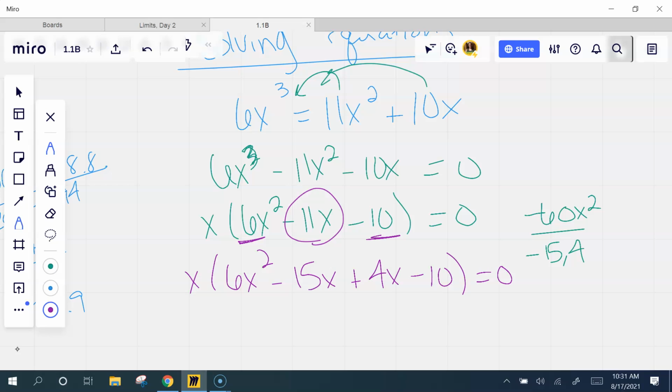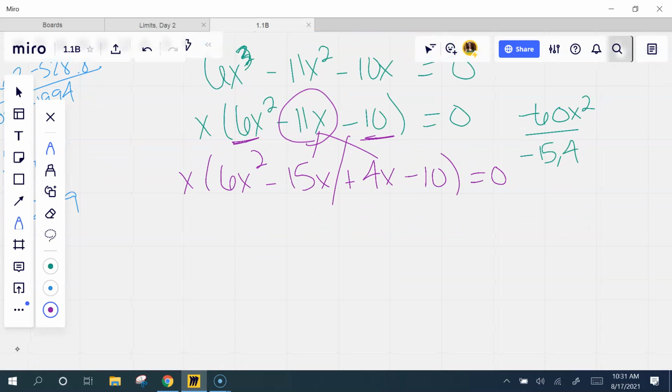This is exactly the same equation. The only difference is I wrote negative 11x as negative 15x and positive 4x. I just wrote it a different way. Now I'm going to slash it. And I am going to GCF the pieces here.